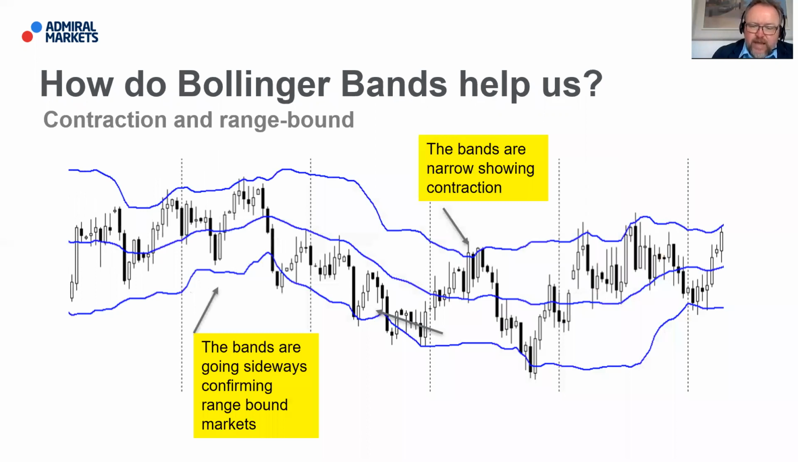So here we have a market that is pretty range bound. We can see it's what we would call contraction. You can see that pretty much from left to right, the market is mostly going sideways, all right? And the Bollinger Bands help us in that we can see the bands are pretty much going sideways, and also the bands are narrow, all right? They're showing contraction.